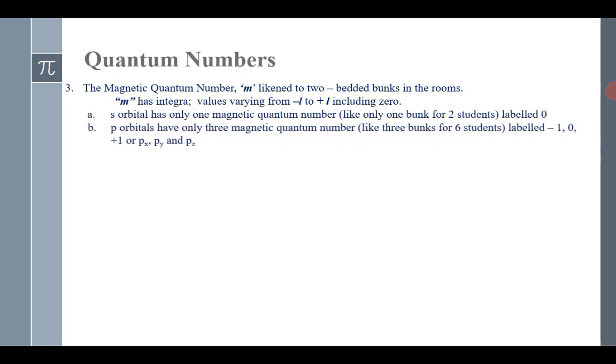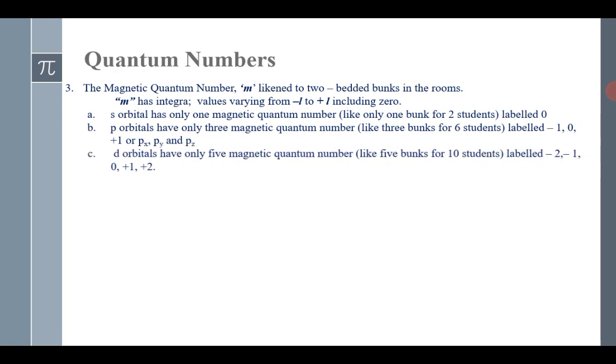Whereas whenever you have p orbital, it has 3 magnetic quantum numbers, due to the fact that it can take up to 6 students or 6 electrons. So 3 bunks are needed. Therefore, you have 3 quantum numbers, and they are labeled -1, 0, and +1. Or you can still call them Px, Py, Pz, with each of them taking up to 2 electrons each.